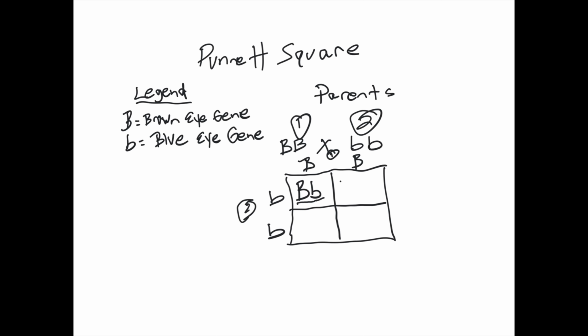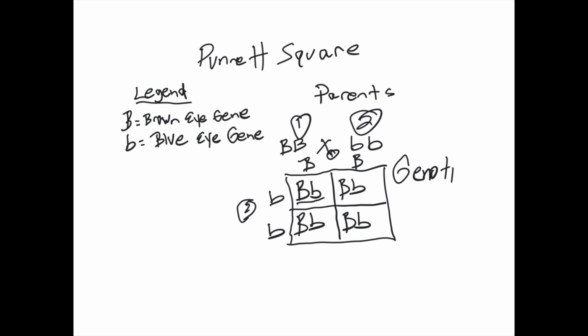Organism number two: capital B from the egg, lowercase b from the sperm, heterozygous, brown. Offspring number three: capital B from the egg, lowercase b from the sperm, heterozygous, brown. And organism number four: capital B from the egg, from the mom, and lowercase b from the dad, from the sperm, heterozygous, brown.